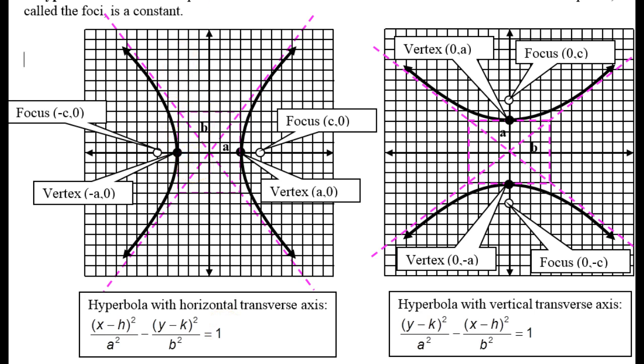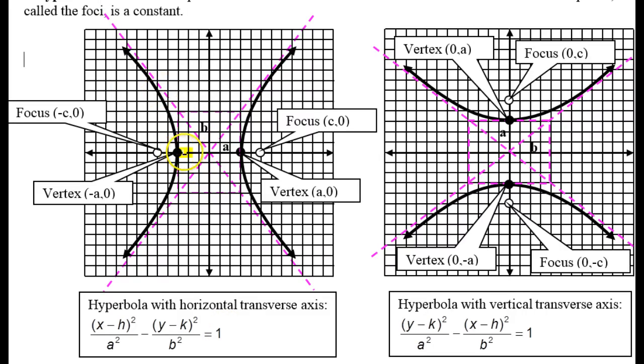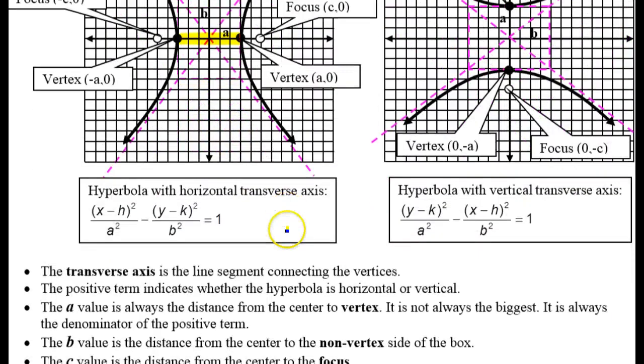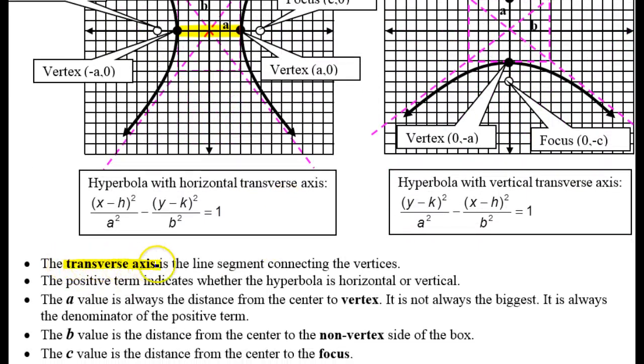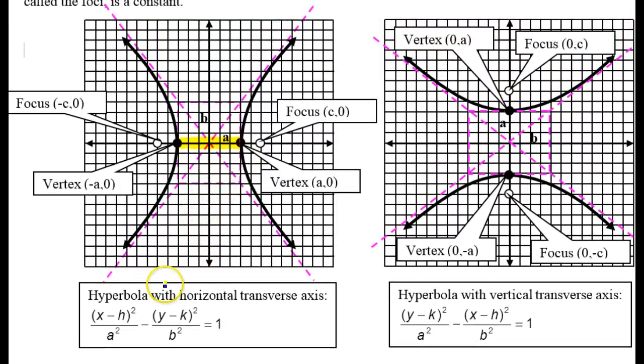Now, this distance that I'm going to highlight right now, the length connecting the vertices, is called the transverse axis. Okay, so I've highlighted here the transverse axis. So when I talk about a horizontal hyperbola, I'm really talking about a horizontal transverse axis. So here the transverse axis would be vertical. So that's going to affect the equation and which model we're going to use.